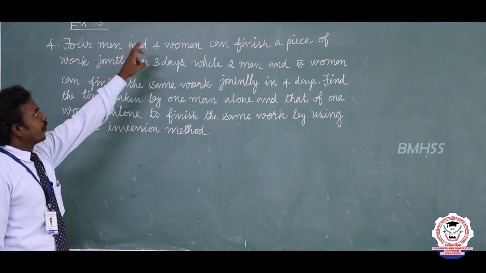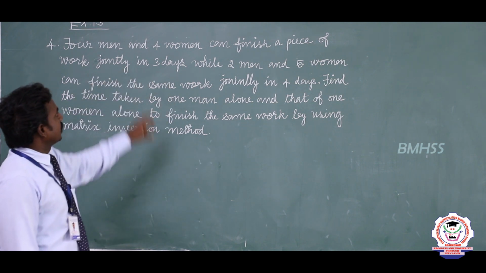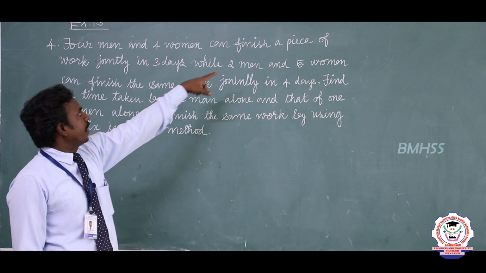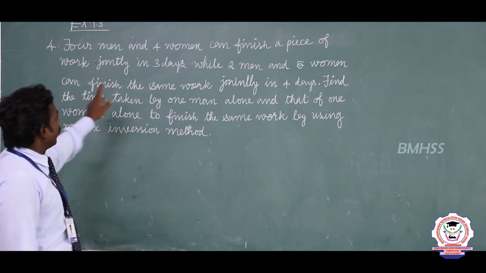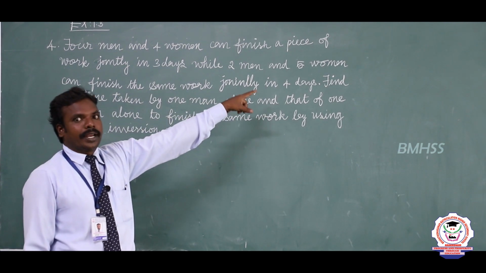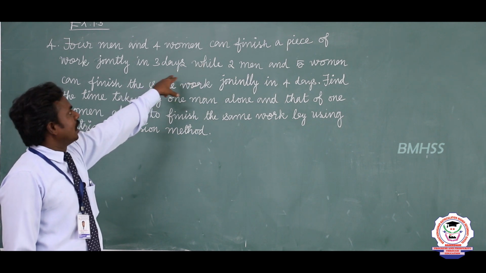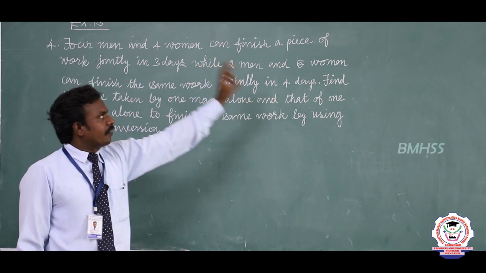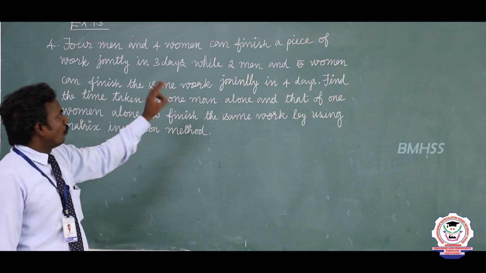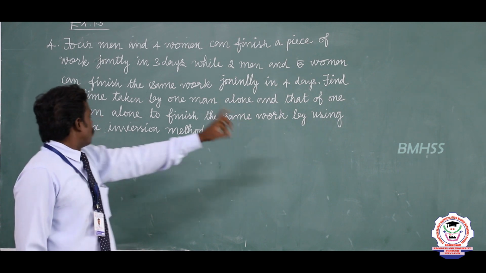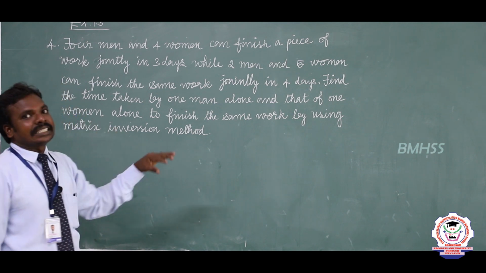4 men and 4 women can finish a piece of work jointly in 3 days, while 2 men and 5 women can finish the same work jointly in 4 days. Listen, 4 men and 4 women finish that work within 3 days. 2 men and 5 women can finish that same work in 4 days. Find the time taken by one man alone and one woman alone to finish the same work by using the matrix inversion method.